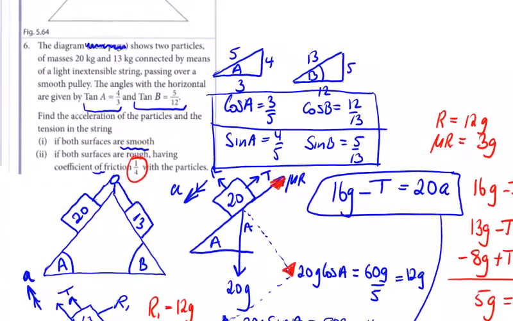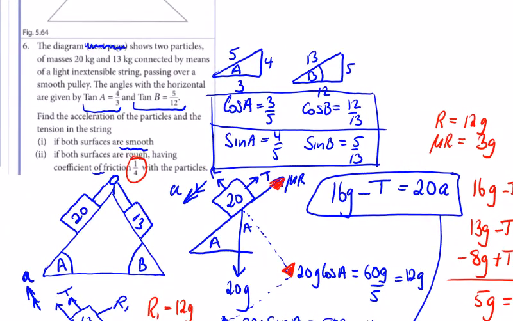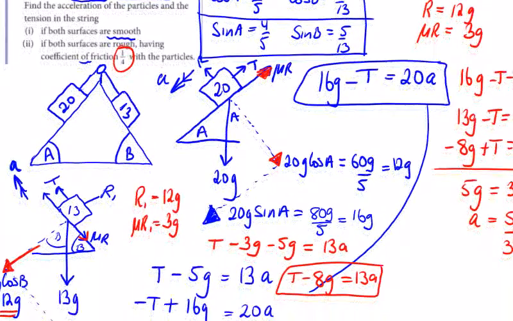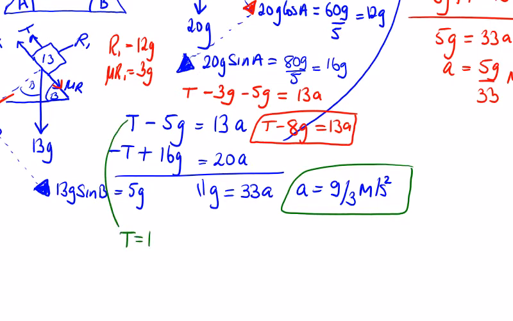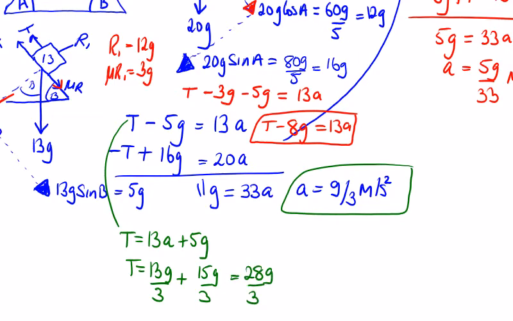And what were we asked? We're asked for the accelerations and the tension. I didn't get the tension the first time round. Let me get the tension in the string. We got a to be G over 3. The tension the first time round, I can use this one here beside me. T is equal to 13a plus 5G. T is equal to 13 times a, which is 13G over 3, and as thirds, that will be 15G over 3. 28G over 3. That's in the first instance.